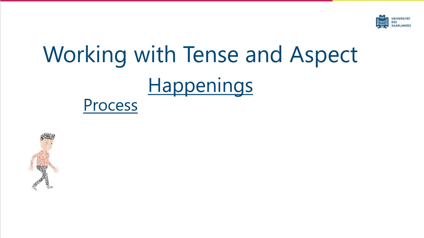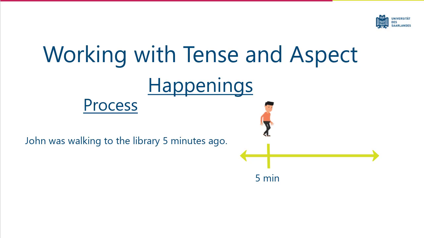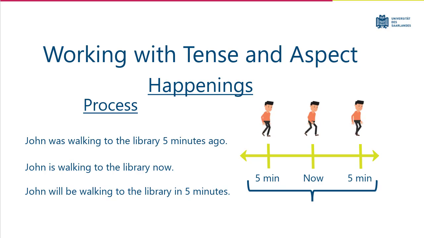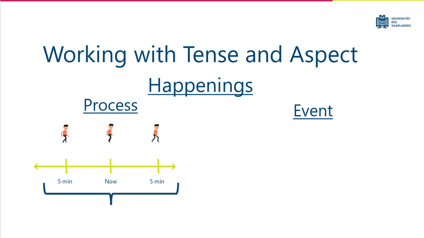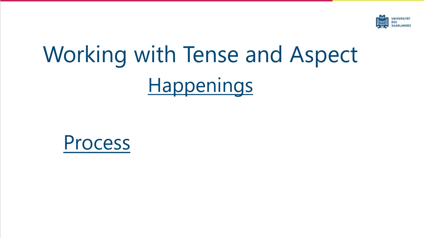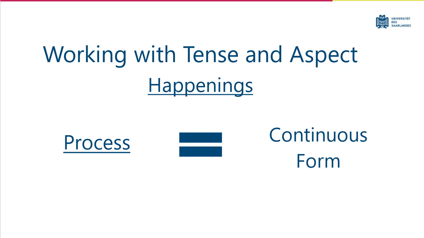Let's take John's walk again as an example. We could say, John was walking to the library 5 minutes ago, John is walking to the library now, and John will be walking to the library in 5 minutes. These are basically the parts that, when put together, make up John's complete walk, the event. If we talk about his walk again tomorrow, the process is ended, and we'd say, John walked to the library yesterday. If we want to talk about processes in English, this is where we use the continuous form.